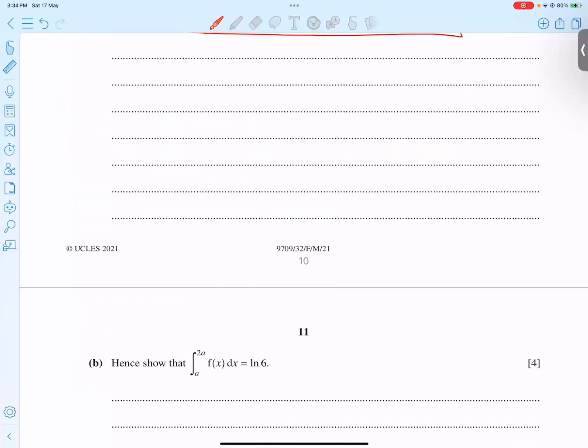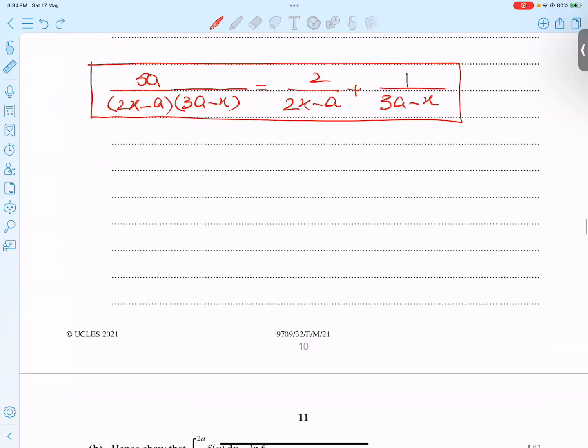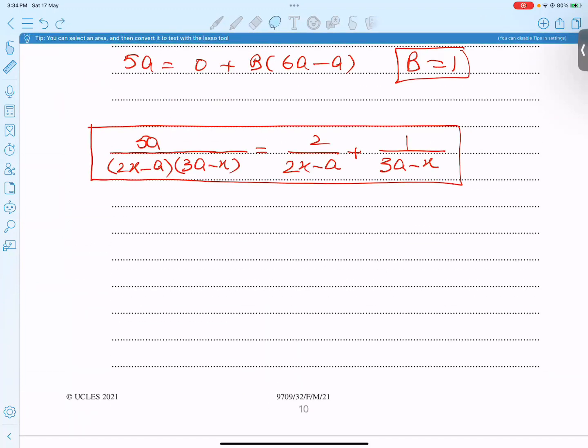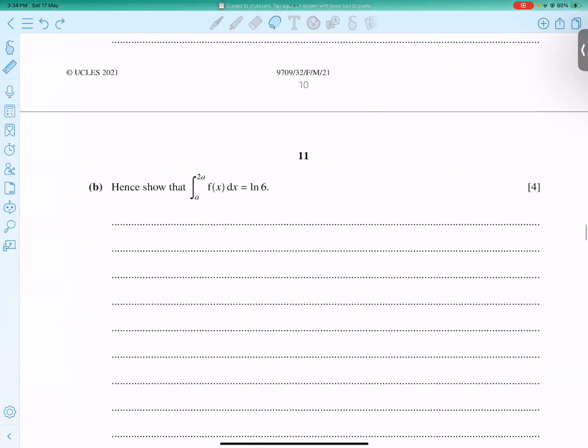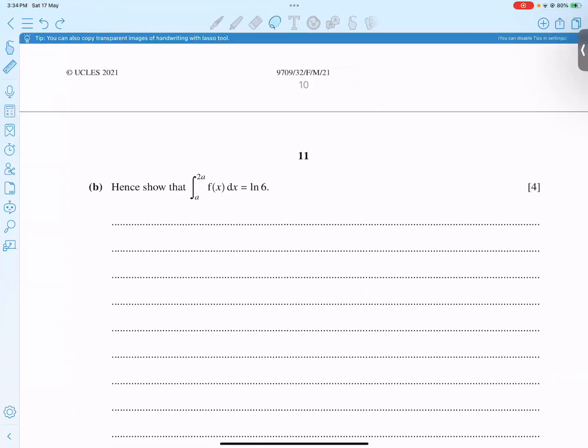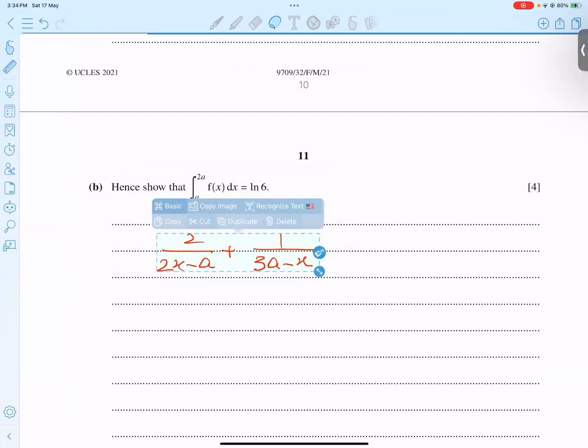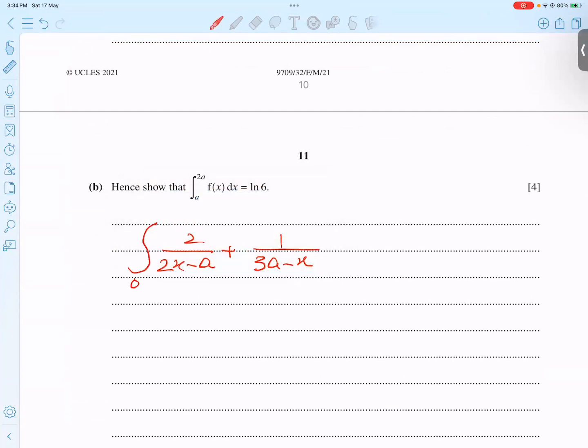He has given us the limit 0 to a, and he has given us the answer. We have to go for the a value. Sorry, he said show that this answer is equal to log of 6. So first of all, what I'm going to do, this whole side equation, I'm going to copy in this equation here. And the limit is 0 to 2a. And I have to find it. My plan is to show that it must be equal to log of 6.